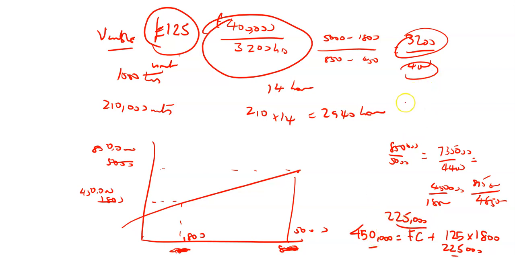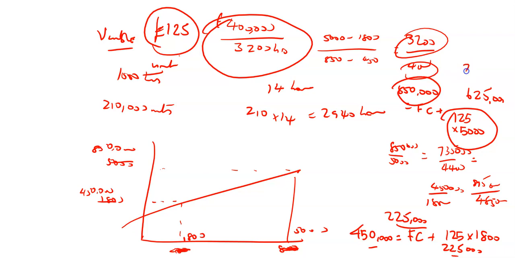We can test this in another one. We can look at the 5,000, the year one, where we have maintenance cost of 850,000. It should work. That's the whole way of testing this. It is equal to fixed cost plus 125 times 5,000 hours. So we have 125 times 5,000, which is 625. When we take this away from 850, again we have 225. So we're very clear as to what the fixed costs are. The fixed costs are 225.